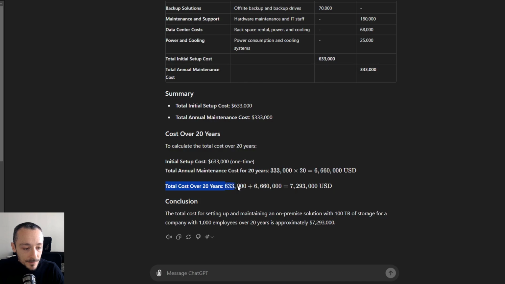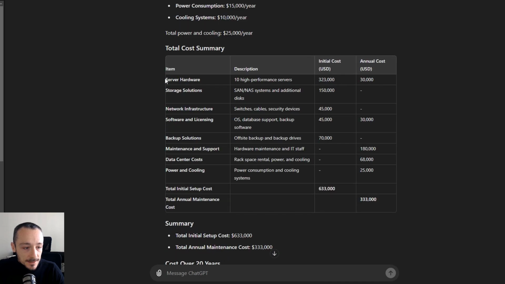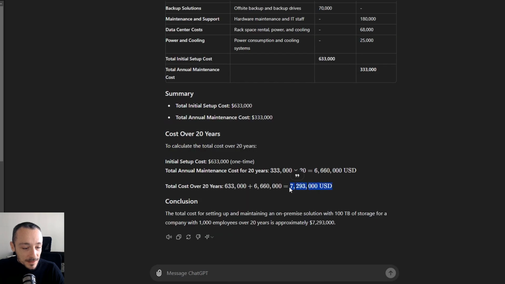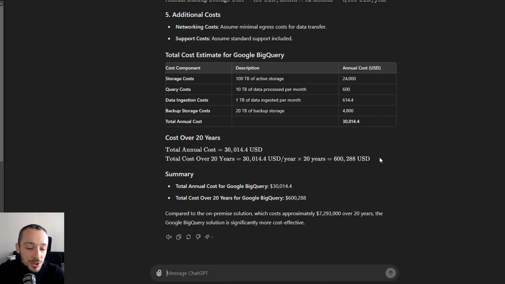So total cost over 20 years. We can see the server, we need 10 high performance servers. The costing to maintain this equipment would be 7.2 million. So using Google BigQuery, we can see here that over 20 years, the Google BigQuery solution is significantly more cost effective.